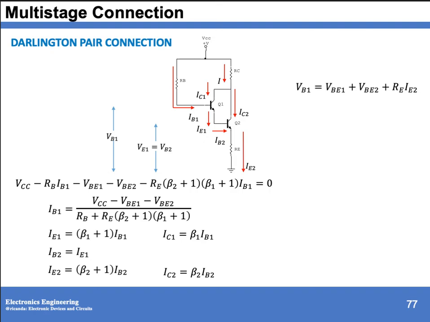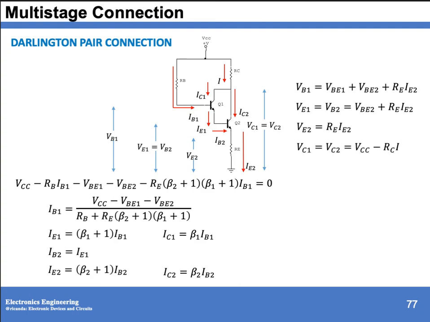And if we have to solve for the voltage at emitter 1, which is also the voltage at base 2, we have voltage base-emitter 2 plus the voltage drop across RE. And that is RE times IE2. Then for the voltage at your collector 1, which is also the same as the voltage at your collector 2, that is equivalent to VCC minus RC times I. Remember, I is equal to IC1 plus IC2.